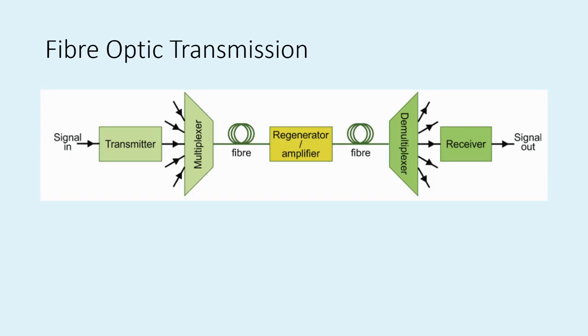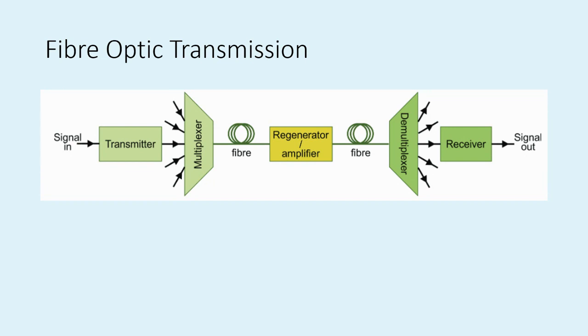Okay, so we need to be aware of the fiber optic transmission block diagram. It goes through a transmitter into a multiplexer, goes through some fiber, uses a regenerator, demultiplexer, receiver, and then out. And that's all you kind of need to be aware of. So do make sure you sketch this diagram. But that's it.